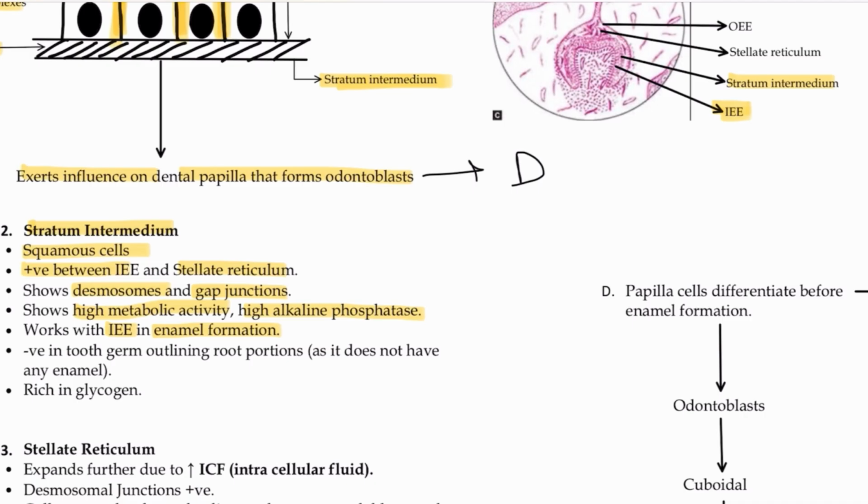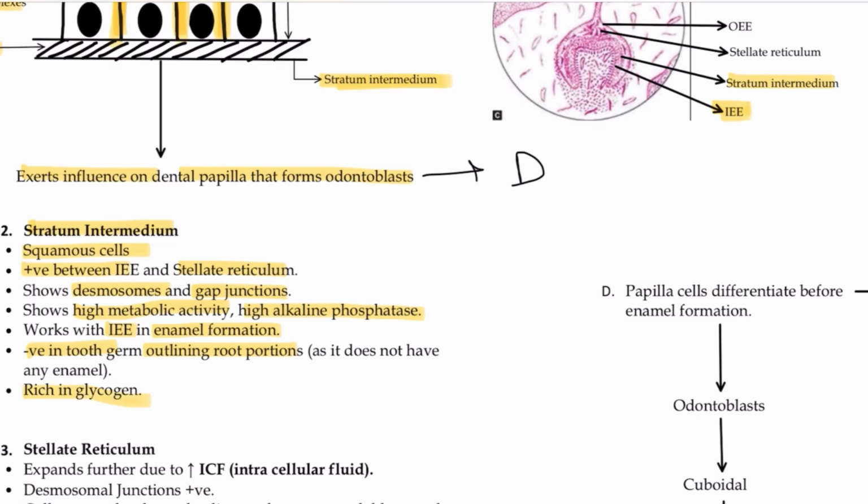See, remember this. What is this? It is next to the inner enamel epithelium. So they are going to help them because both are together, and those two are going to help in enamel formation. So it is absent in the tooth germ outlining the root portions, as there is no enamel in the root, there will be dentine and cementum. So it will be absent in the root portion of the tooth germ. It will only be present in the crown portion of the tooth germ. So they are rich in glycogen.